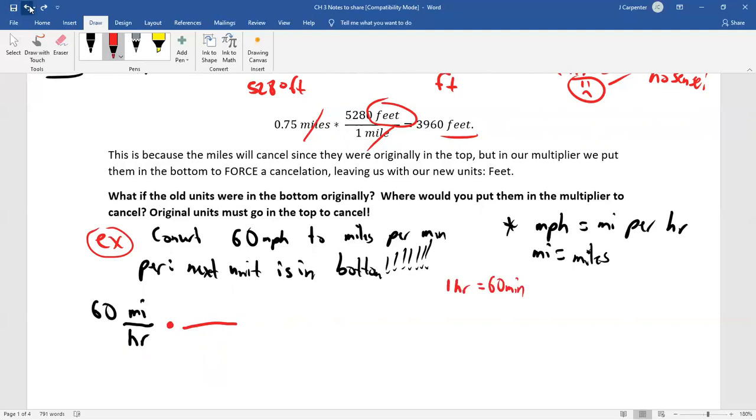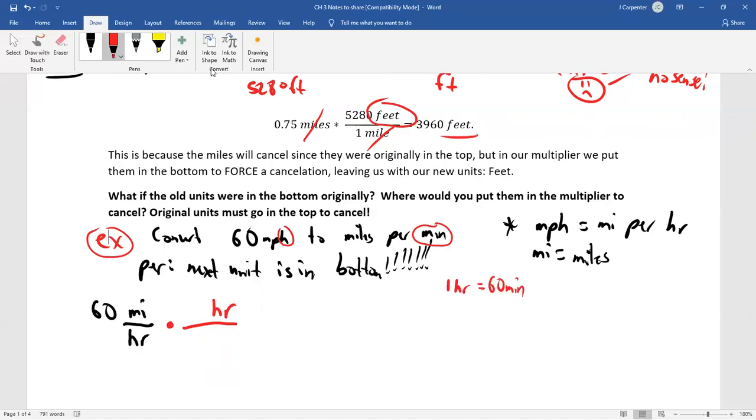So let's take our time. What is the thing we're trying to cancel? We're trying to go from miles per hour to miles per minute. We're trying to go from hours to minutes. So hours are the things we need to be gone. These hours are in the bottom, so in the multiplier, they need to go in the top.